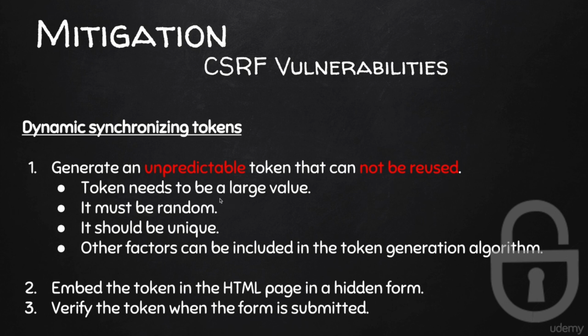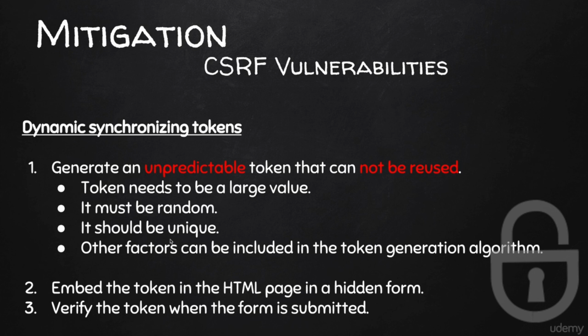So in order to make the token unpredictable and make it so that it can't be used, the token needs to be a large value so that the hacker can't do a brute force attack and discover what the token is. The token needs to be random so that the hacker will not be able to create their own tokens. And it needs to be unique for each user, because if users get the same token or similar tokens, then they can pass them around, and then the token that works for the hacker will work for other people. So that will defy the whole point.